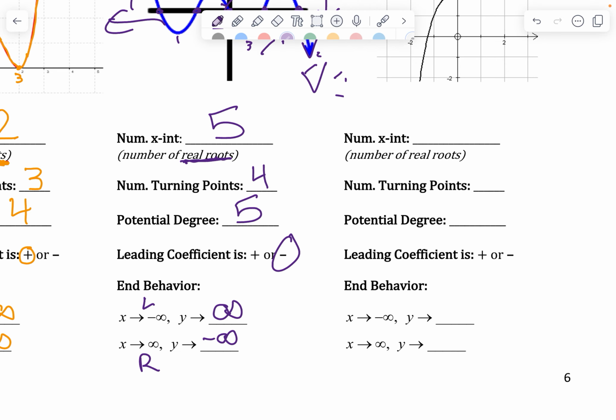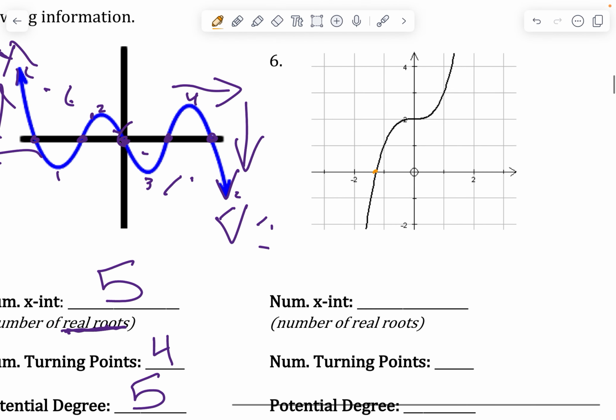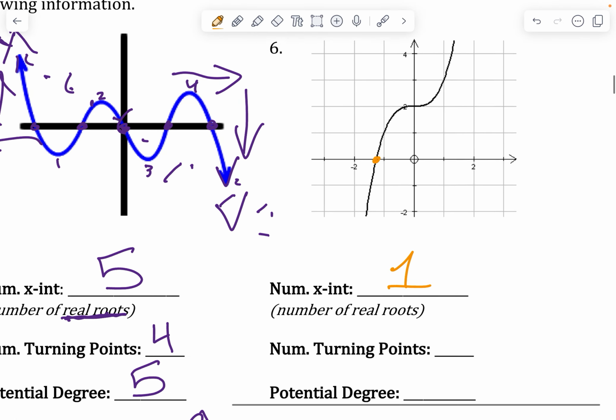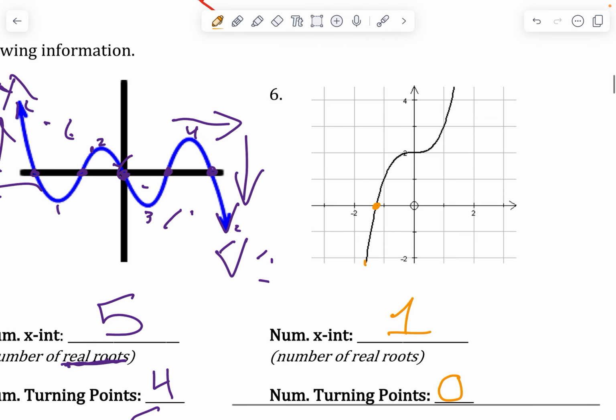So to finish up this page, all right, last one here, number of x-intercepts. You only see 1 here, so I got 1. Now, number of turning points, so this is kind of interesting, okay? The number of turning points here is 0. Like, look, there's no turning points. It goes up, it kind of mellows out here, but then it keeps shooting back up. It never shoots back down at all. Okay, so my number of turning points is 0.